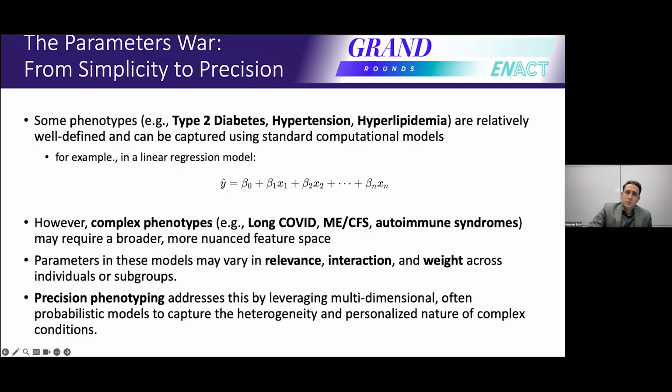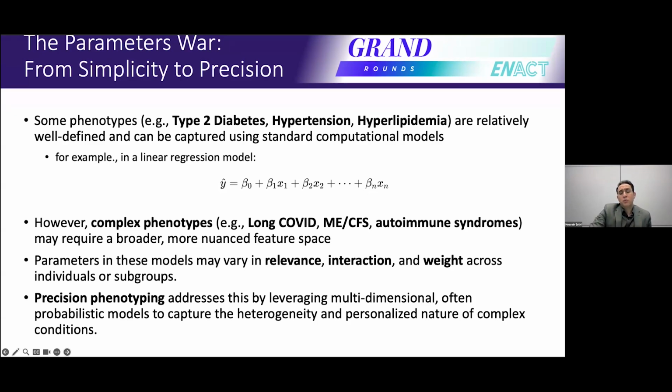Now, some clinical phenotypes are more straightforward. Examples are diabetes or hypertension. We have clear diagnostic thresholds for them, or structured data. We can define them with a few simple features. In fact, a lot of early computational phenotyping work used something like a regression model. You line up a few variables, weight them based on the training data, and you get your prediction. This is how a lot of phenotyping algorithms, or computed phenotypes, are built.